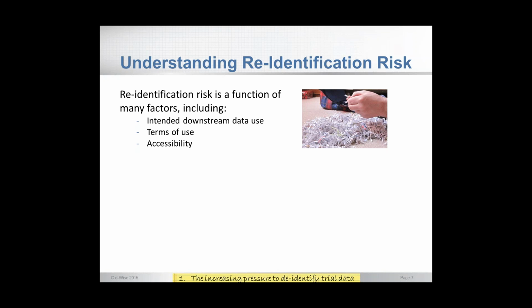And the third point here I want to touch on is accessibility. How will that information be made available? There's a big difference between using data internally at a pharmaceutical company, where the employees of the company have a well-documented obligation to protect the information that's available to them, and posting it on a web portal where anybody from the public can access and download it. That's a very different risk profile in terms of how that data will be used.